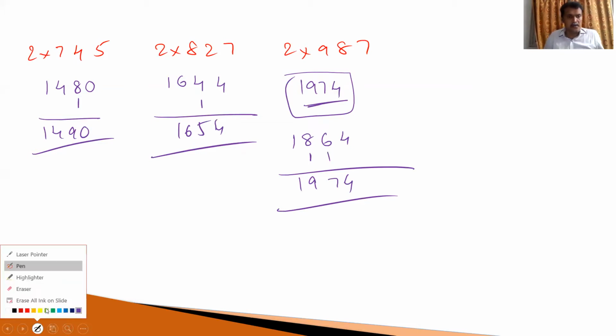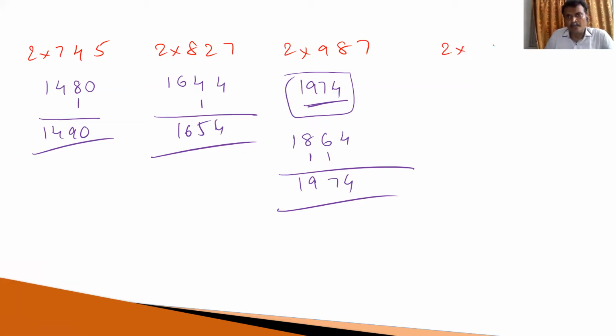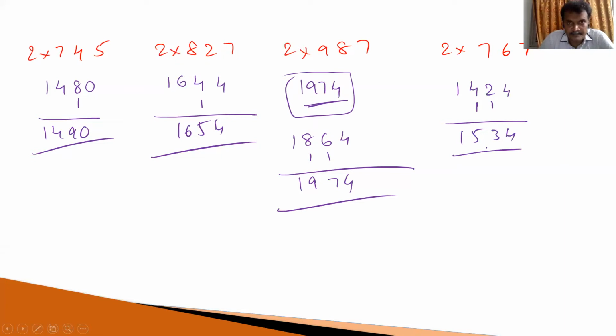Now, next, 2 times 767 is equal to how much? Okay. So what is 2 times 767? 2 times 700, that is equal to 1400. 2 times 60 is 120. Okay. So 12 tens, right? So 2 is in the tens place and 1 is in the hundreds place. 2 times 7 is 14. 4 is in the unit place, 1 is in the tens place. 1534, which is the required answer. Is it clear, all of you?